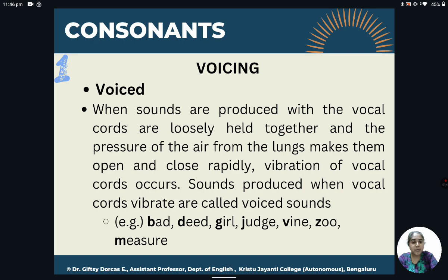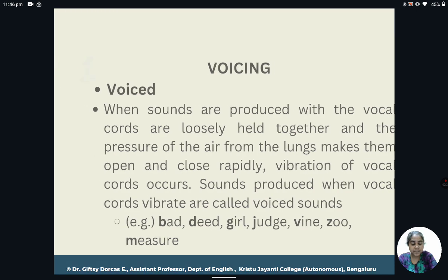Next is voiced sounds. Voiced sounds are produced when the vocal cords are loosely held together and the pressure of the air from the lungs makes them open and close rapidly, and there's a vibration of the vocal cords. So sounds like b, d, g, j, v, z, m all have a vibration to them, and they are called voiced sounds. So you have voiced and voiceless sounds in consonants.